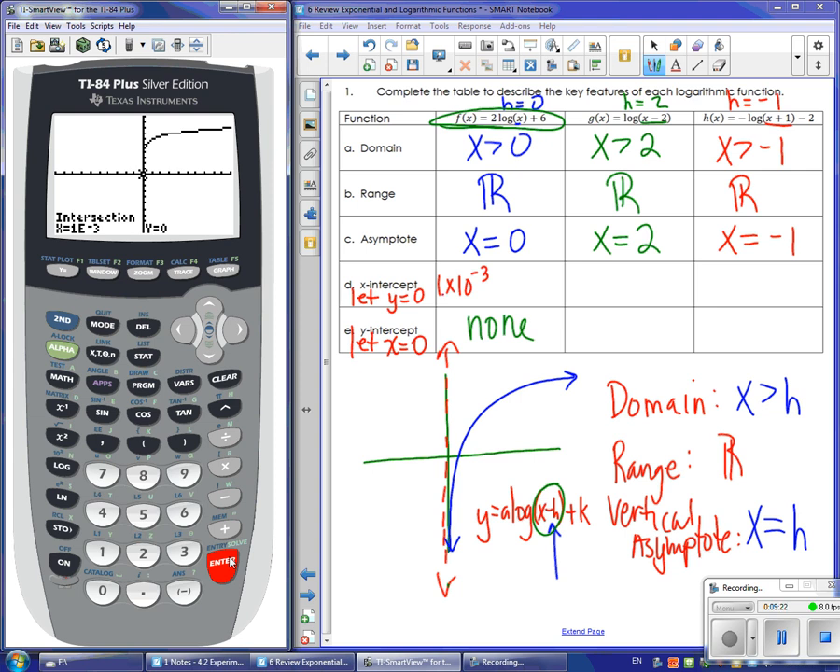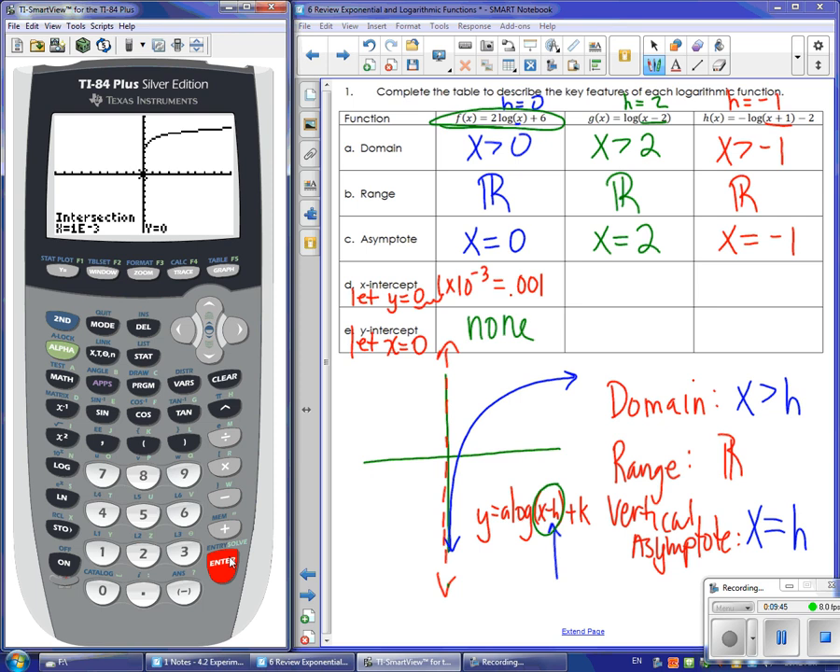Basically it means if I have 1, that's like 1.0, I would move my decimal point 3 places to the left, giving 0.001. I want to be careful of calling it 0 because it isn't exactly 0. It's going to be 0.001.